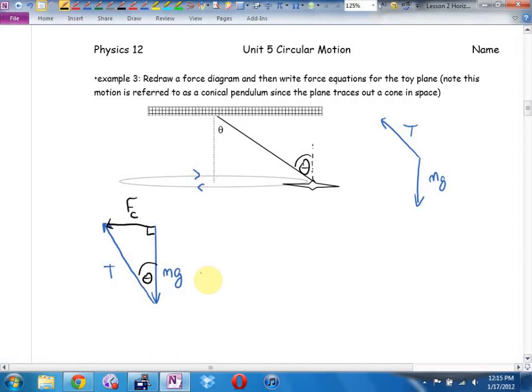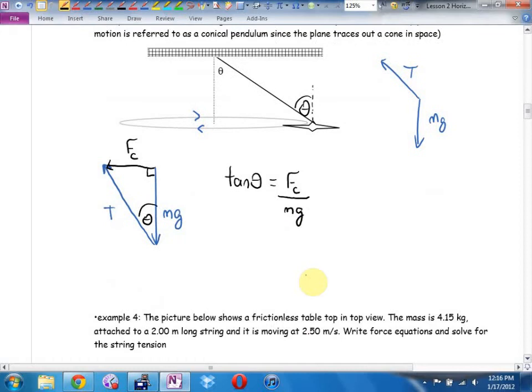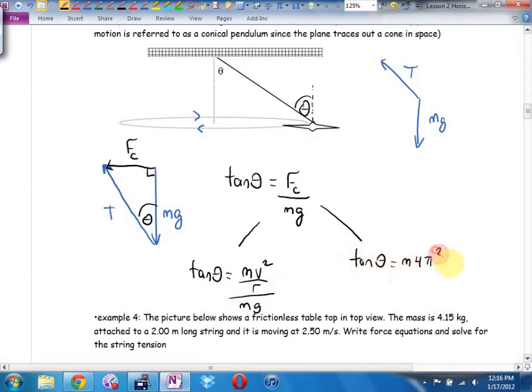So here's what we're going to write: tan theta equals opposite over adjacent. Now this can really branch into a couple of equations. This can become tan theta equals mv squared over r over mg, or it can become tan theta equals m 4 pi squared r over t squared over mg.